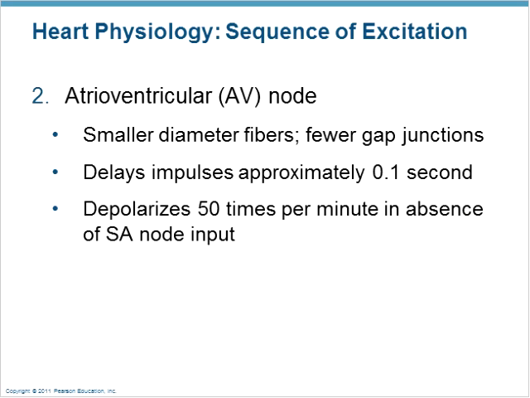The atrioventricular node is where the electrical stimulation comes from the atria and then runs into the ventricles. It has smaller diameter fibers, fewer gap junctions, and it delays the impulses about 1/10 of a second before the ventricles contract, allowing the atria to completely disengorge the blood into the ventricles. It depolarizes 50 times per minute in the absence of SA node input, so it can discharge on its own.